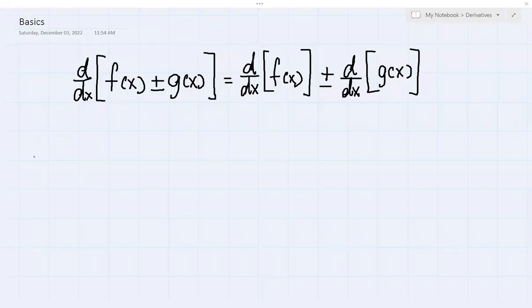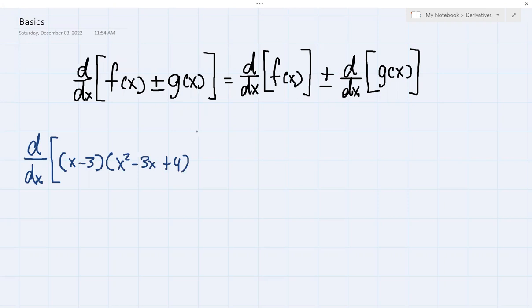So how about this one? Ito medyo mahaba to ha. So how about this one? The derivative of the product ng isang binomial, which is sabihin natin x minus 3, and isang trinomial. So we have x squared minus 3x plus 4. So we have a binomial and a trinomial.